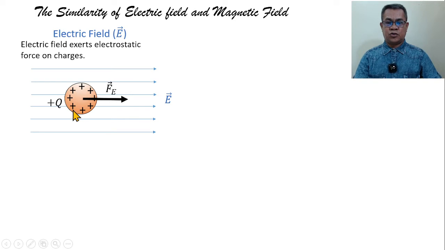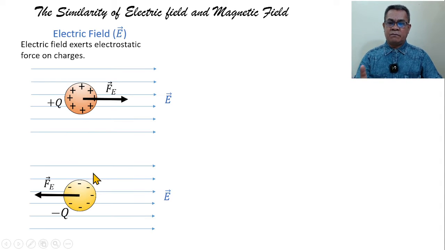Now, if we have a negative charge placed in the electric field, the force is opposite to the direction of the electric field, because the charge is negative. And still, the magnitude of the force, which tends to move the charge away from the direction of the electric field, is directly proportional to the charge and electric field, because the force again is the product of the charge and electric field.